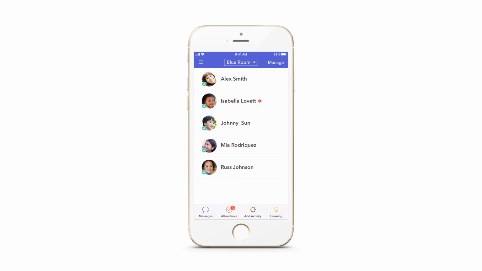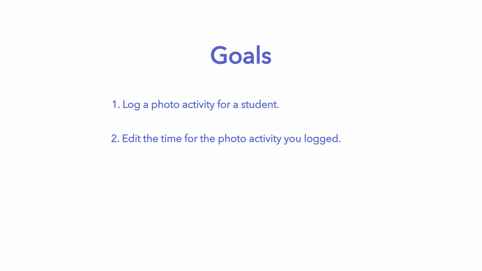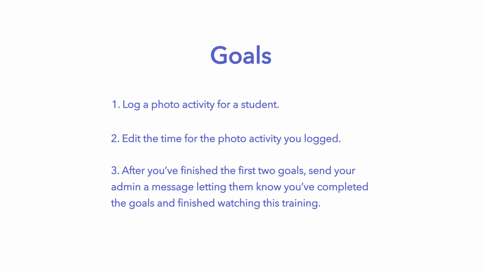Now that you know how to use key areas of Brightwheel, let's give you a few goals to complete within the next week. First, log a photo activity for a student. Then edit the time for the photo activity you logged. After you finish the first 2 goals, send your admin a message letting them know you've completed the goals and finished watching this training.